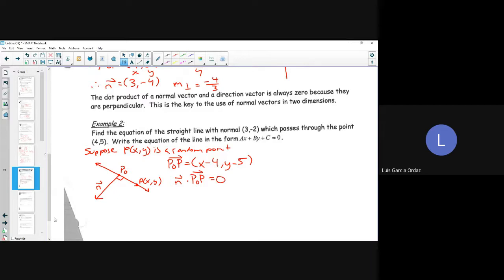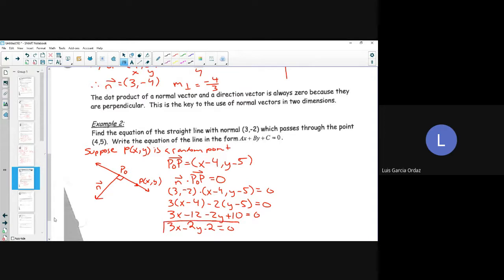Which means that my normal vector, 3, negative 2, dot product x minus 4, y minus 5 is equal to 0. And now I can use this to come up with an equation in standard form. So I got 3 times x minus 4 minus 2 times y minus 5 is equal to 0. So I get 3x minus 12 minus 2y plus 10 is equal to 0, which means that 3x minus 2y minus 2 gives me 0. And this would be my equation of the line in standard form.